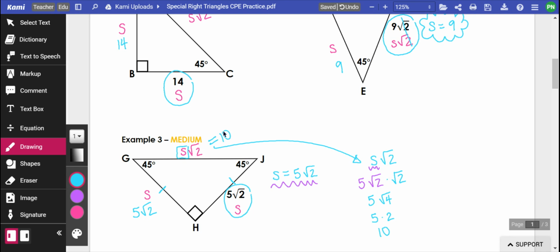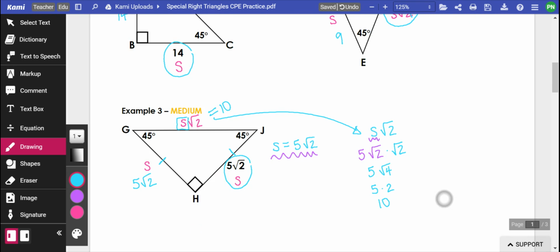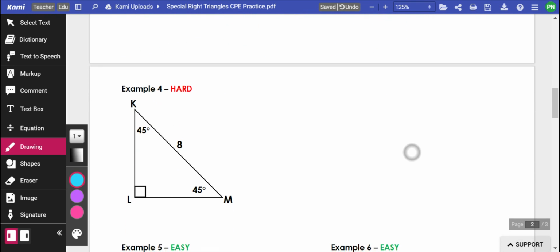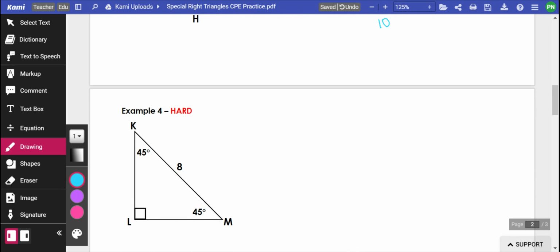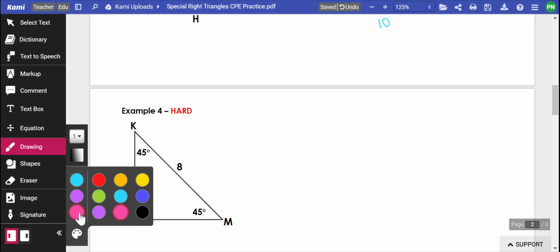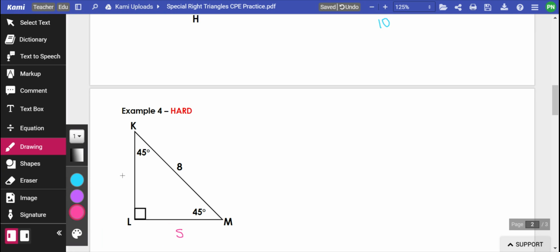Okay, now let's get into one of the harder ones. So again, another 45, 45, 90 triangle.